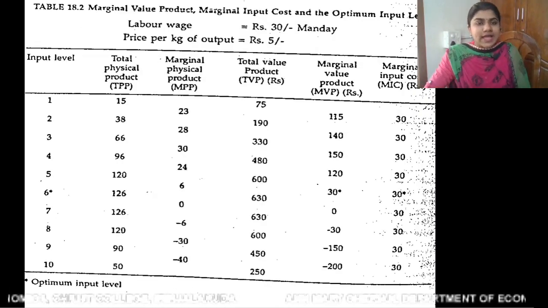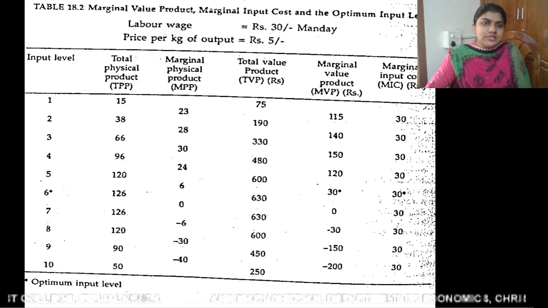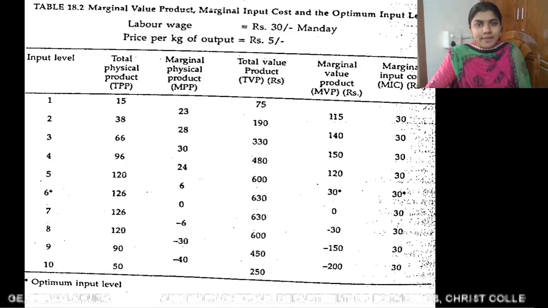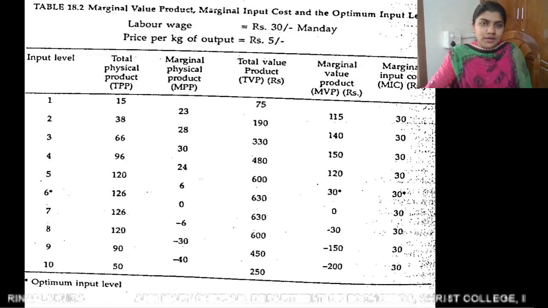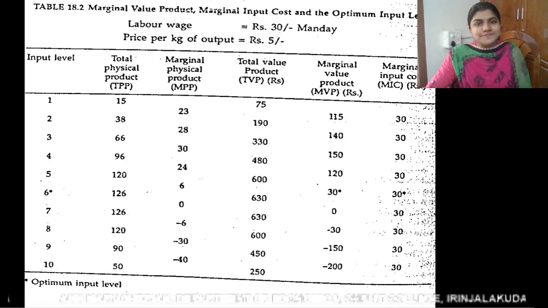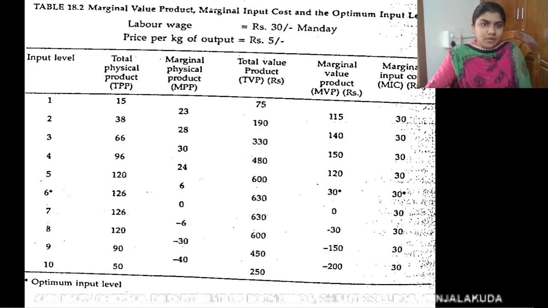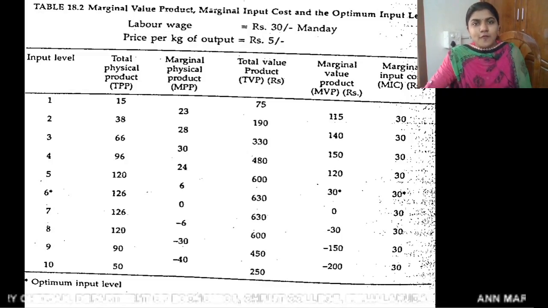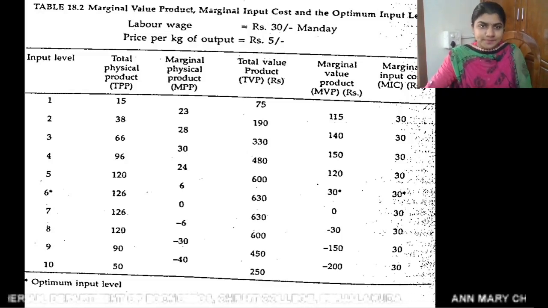Now, let us calculate marginal value product and marginal input cost in order to find the optimum input level. Here we are assuming that labor wage is 30 per man day. That is, the charge of 1 man day is 30. And price per kg of output is 5 rupees. So 1 kg, if it is rice, 1 kg of rice, the price is 5 rupees. And wage of 1 labor, 1 man day is 30.